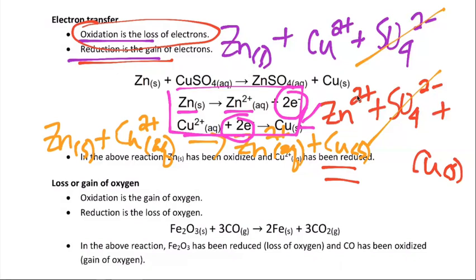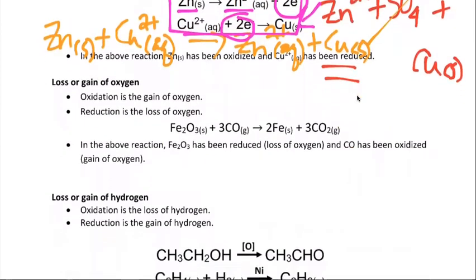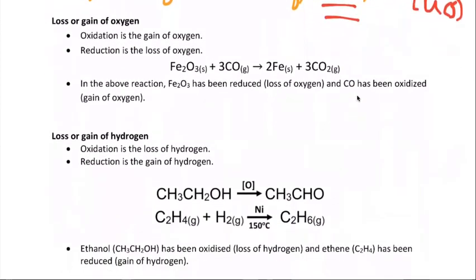So when you hear the term half reaction or half equation, it's what I have boxed in pink. One of them is the oxidation. So like the zinc one, that would be the oxidation half reaction, because we said zinc was oxidized. And then the copper one would be the reduction half reaction. Okay. That's the main definition. There are other ones. Like I said, you could talk about loss or gain of oxygen or hydrogen, but mostly we're going to be focusing on the electron definition.